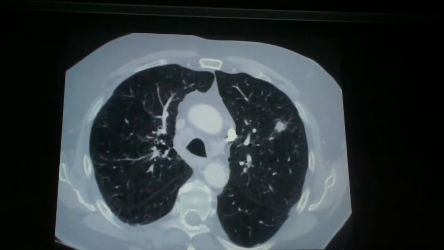And the last abnormality: pulmonary emphysema, and also the bronchial wall thickening, which are related to the COPD status. Okay?